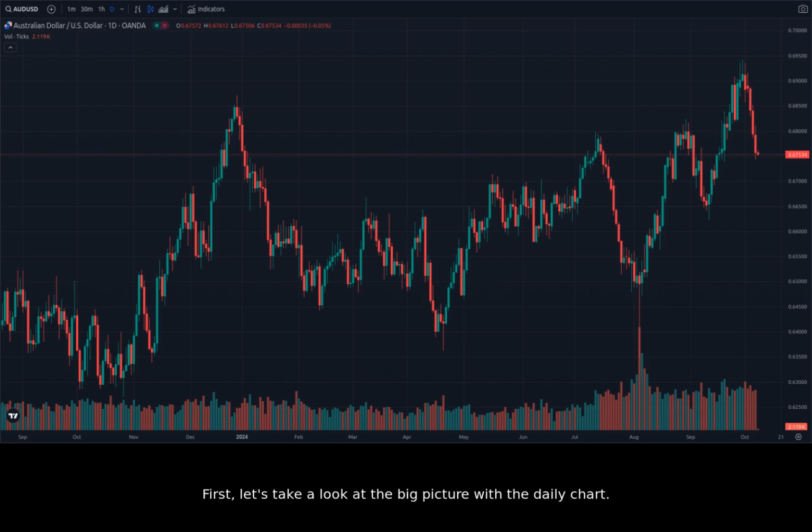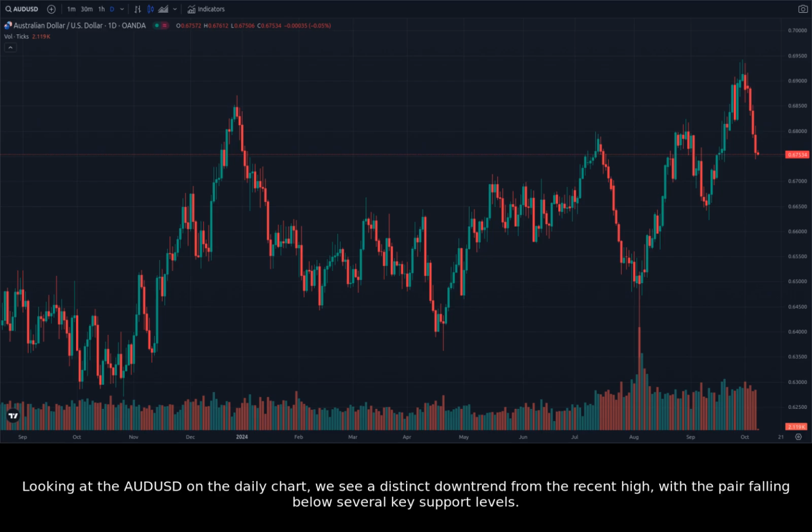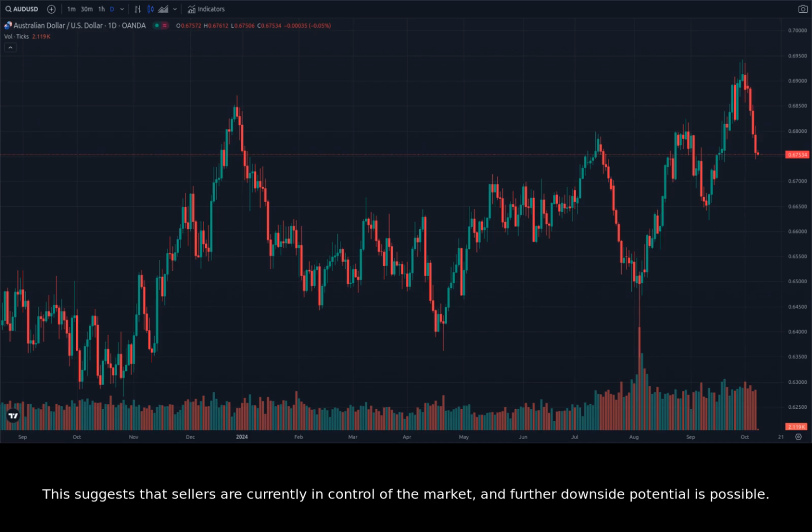First, let's take a look at the big picture with the daily chart. Looking at the AUDUSD on the daily chart, we see a distinct downtrend from the recent high, with the pair falling below several key support levels. This suggests that sellers are currently in control of the market and further downside potential is possible.